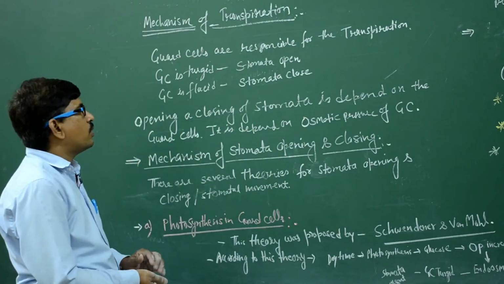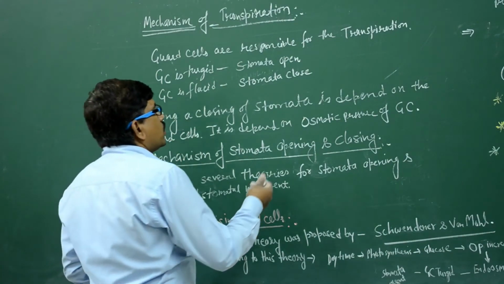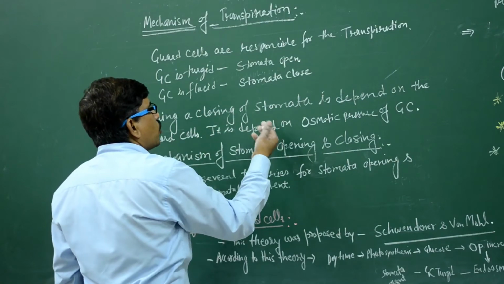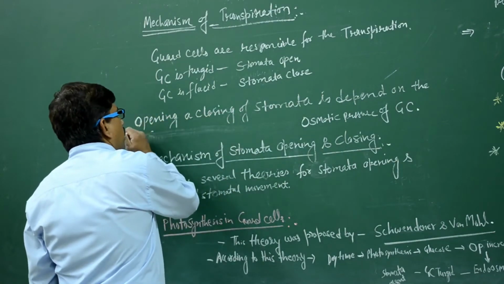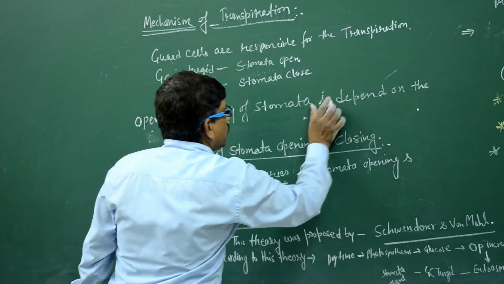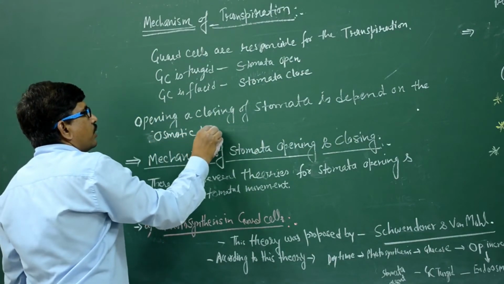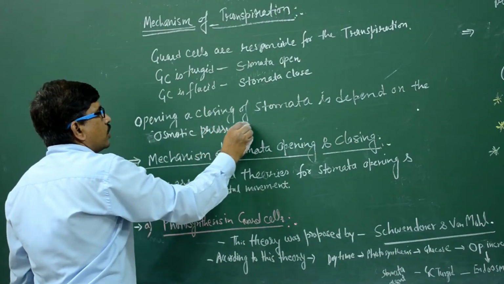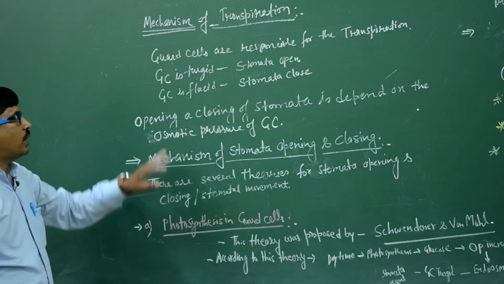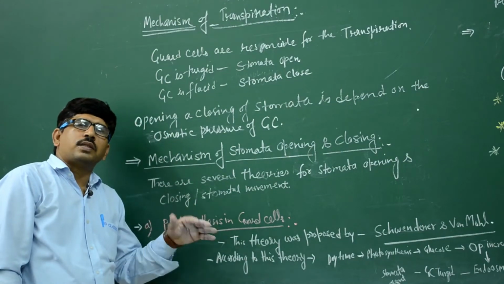Opening of stomata depends on the guard cell. It depends on the osmotic pressure of the GC. We can directly say the stomata depend on the guard cell, या we can say osmotic pressure of the guard cell. ऐसे सकते हैं. We can directly say the osmotic pressure of GC. Clear? When the GC are turgid, then the stomata open, and when flaccid, the stomata closed.